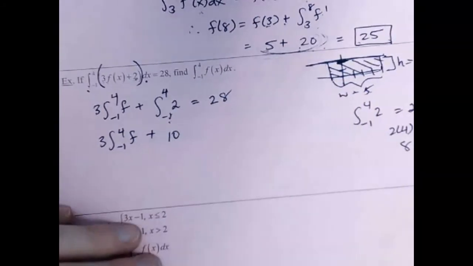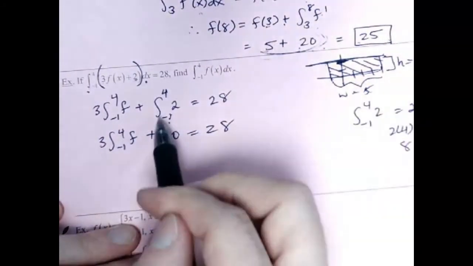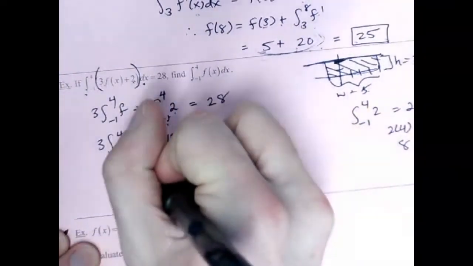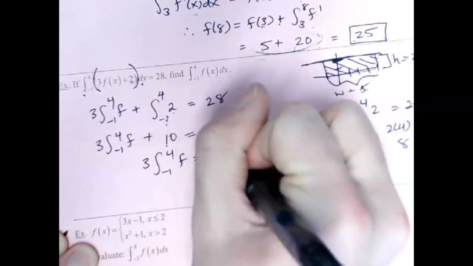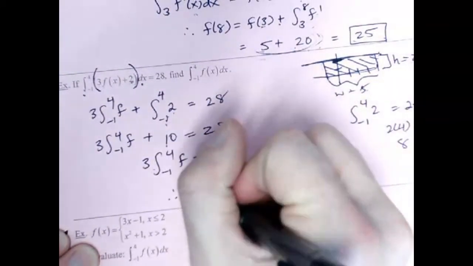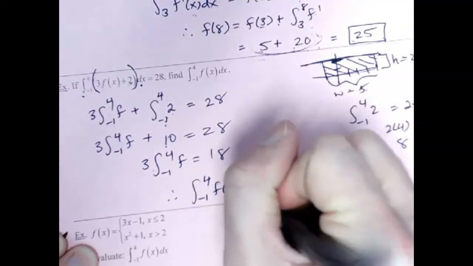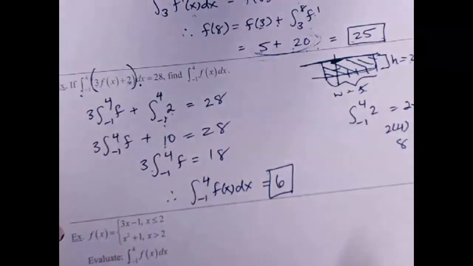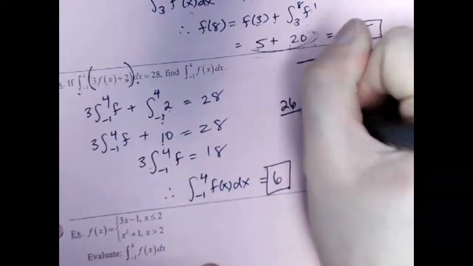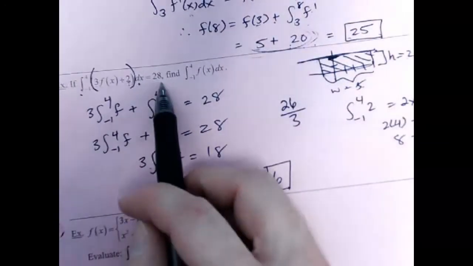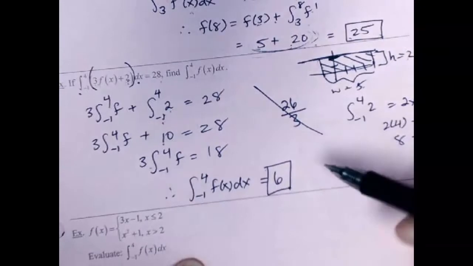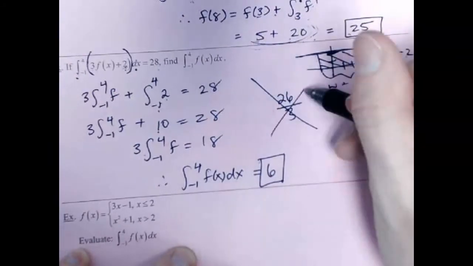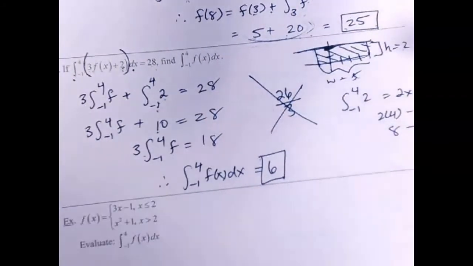So be careful. Now that we have done the integration of 2, which is 10, now I can subtract it. 28 minus 10 is 18. Divide by the 3. So I know the integration of your f of x function is just going to be 6. A really common mistake here would be to say something like 26 over 3, where you just take this 2 and subtract it and then divide by 3. I guarantee you if this was a multiple choice question, this would be an option, because that's a really common mistake that students are very prone to making. Don't do it.